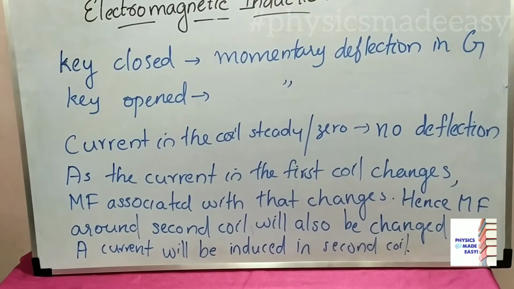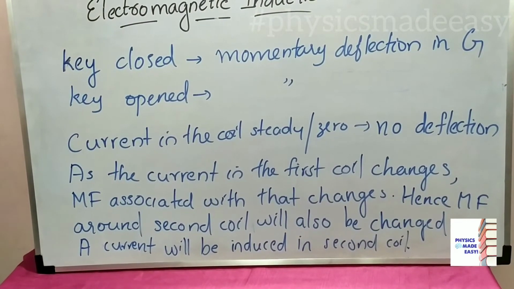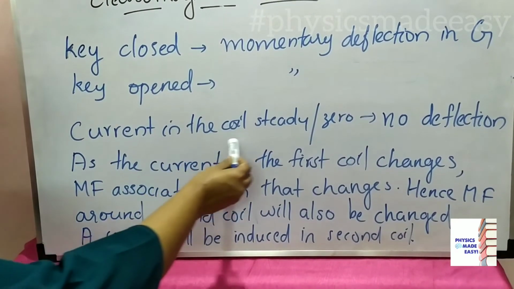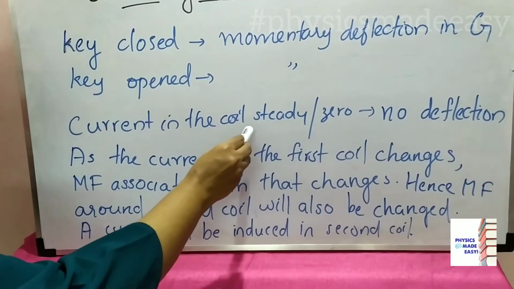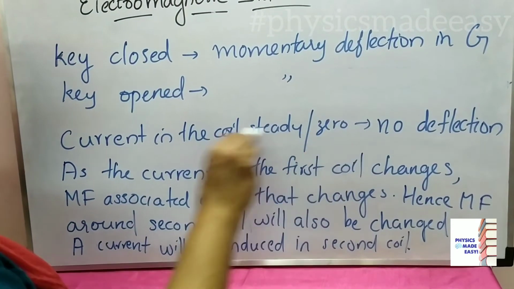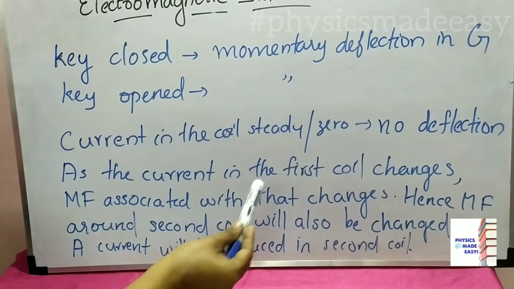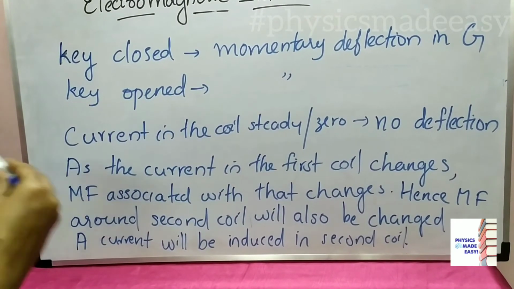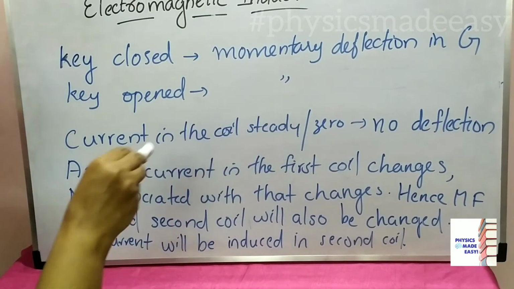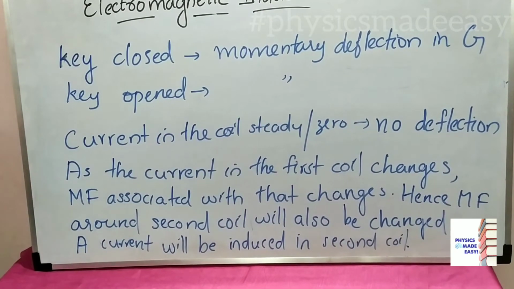If the key is closed for some time, at that time current is passing through the circuit, but that current in the coil is steady. There is no change in that current. At that time, children, you cannot see any deflection in the galvanometer. Then, if the key is opened for some time, no current is passing through that coil 1, so we can say there is no deflection in the galvanometer.